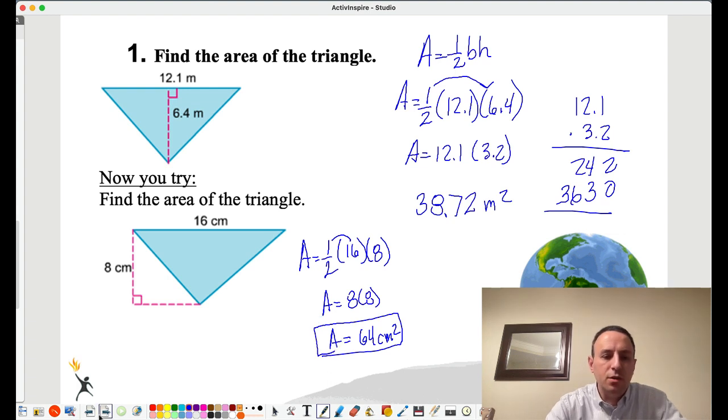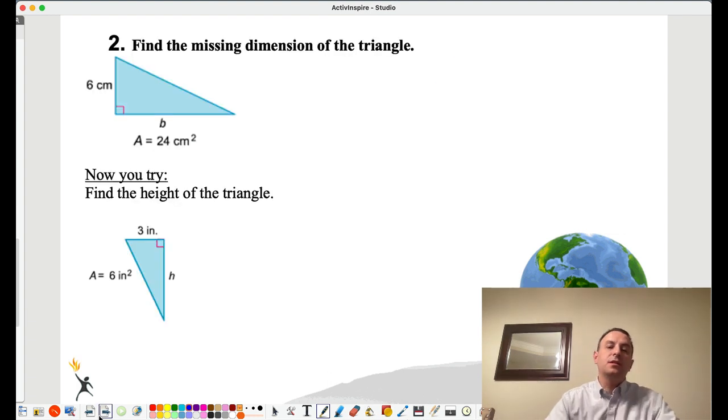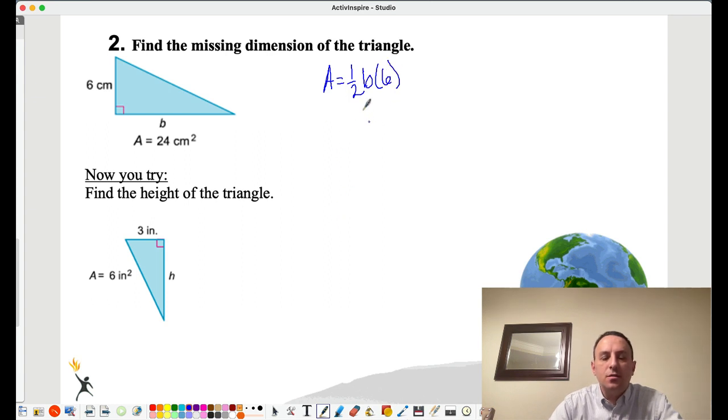All right, let's move on and take a look at finding the missing dimension style of triangle problems. So again, we're still using our base formula. Area equals 1/2 of the base, which we don't know in this case, times the height, which is 6. The last thing we can plug in is the area. We know that's 24. So the first thing you want to do is combine all like terms, so get it simplified to a one-step equation. So it'd be 24 equals half of 6, so it would be 3b.